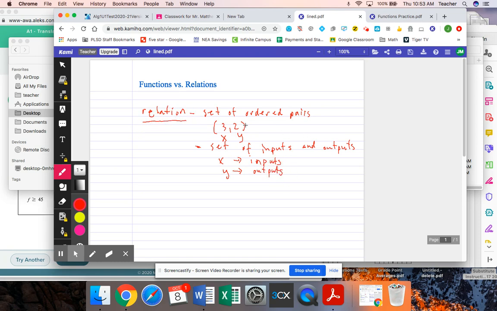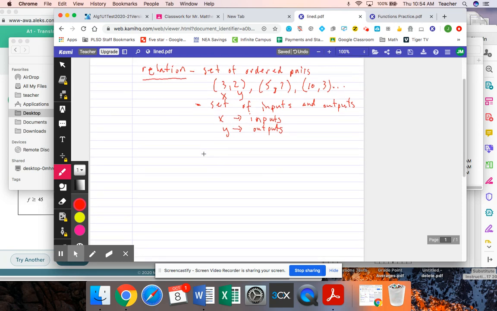So you'll see a whole set of these ordered pairs. You might see (3, 2), and then (5, 7), and then maybe another one like (10, 3), on and on. You'll see it expressed as a set of ordered pairs.